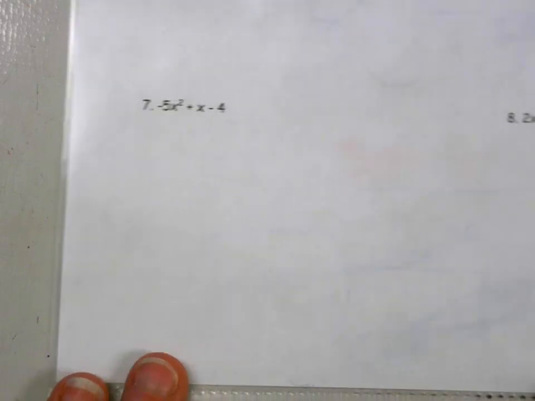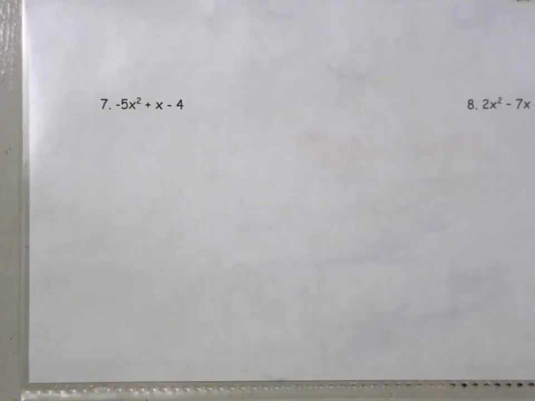Okay. Jasmine's gonna do number 7 for us. Okay, so you like -5, so you have like 5 big boxes. Negatives.